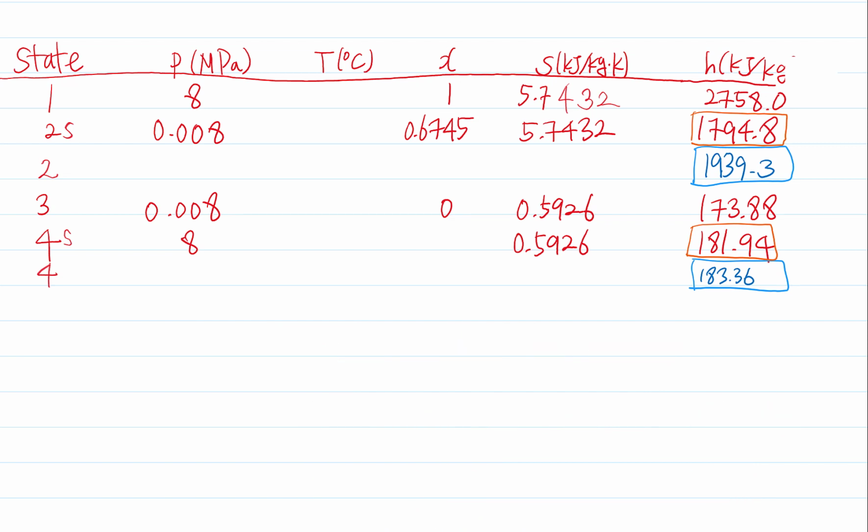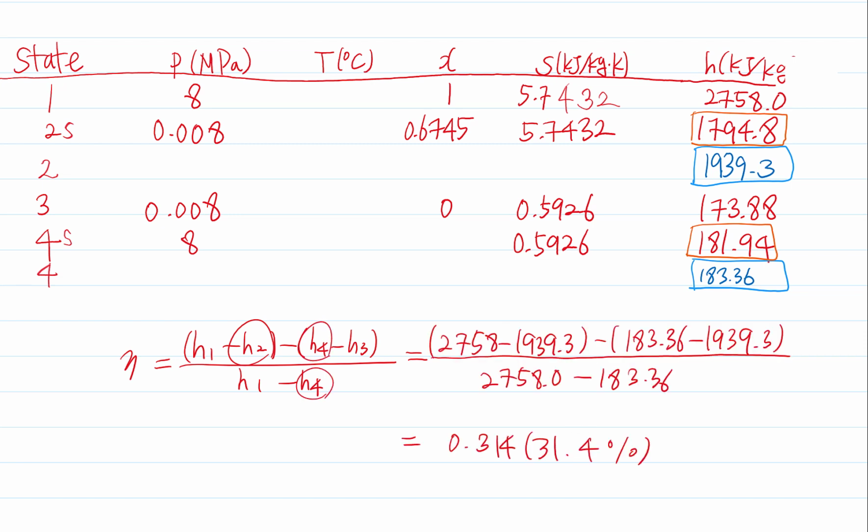The thermal efficiency of the cycle can be expressed in terms of enthalpy. So we use the new H2 and H4 values. The thermal efficiency of the actual vapor cycle is 31.4%. And previously we got 37.1% from the ideal Rankine cycle in example 8.1. So the actual vapor cycle has a lower thermal efficiency.